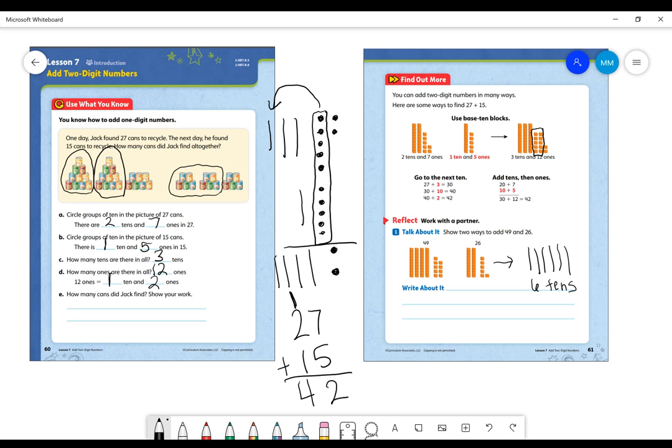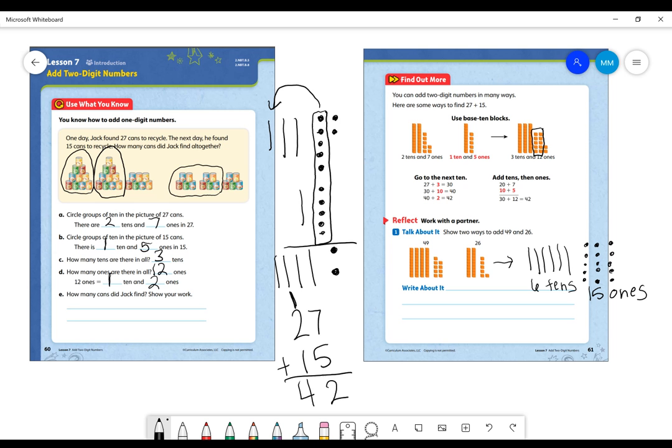And in 49, how many ones do I have? I have 9 ones, so 1, 2, 3, 4, 5, 6, 7, 8, 9. And in 26, how many ones do I have? I have 6. So I'm going to keep going after 9. So 1, 2, 3, 4, 5, 6. What are you noticing about our ones place? What do we have too many of? We have too many ones. I have 15 ones in the ones place.